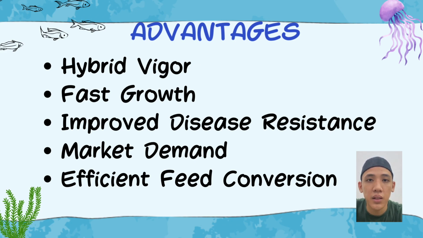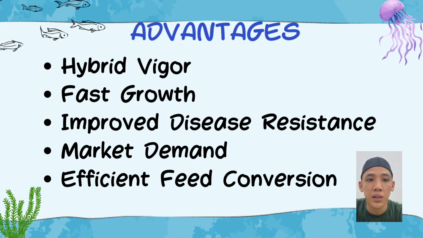And the third one is improved disease resistance. The hybrid grouper may inherit enhanced resistance to certain diseases from the parent species, and this is valuable in aquaculture settings where disease outbreaks can be a significant challenge. Improved disease resistance can contribute to higher survival rate and reduce economic loss.